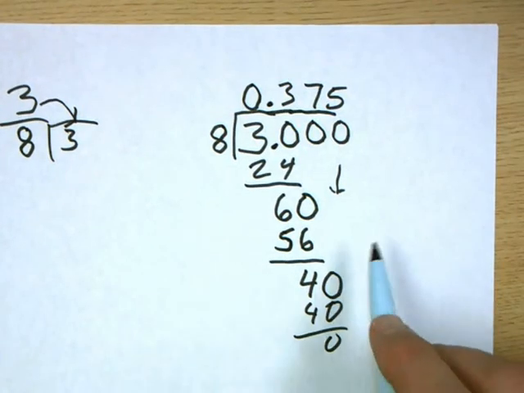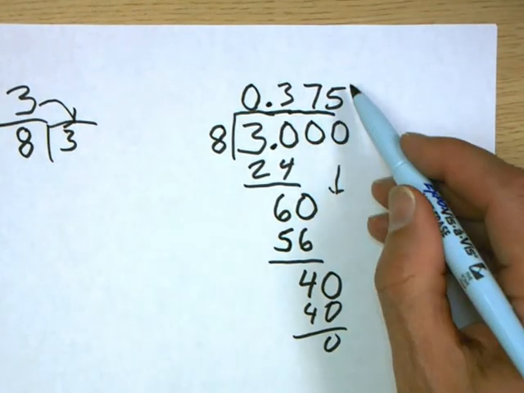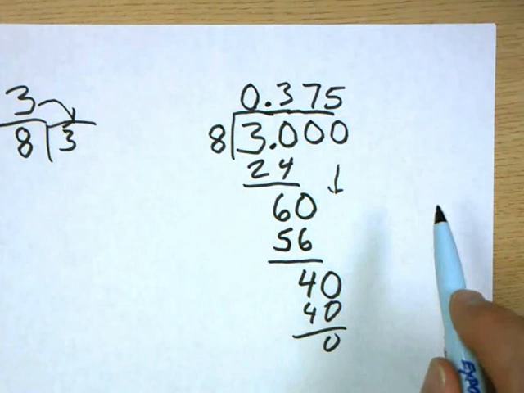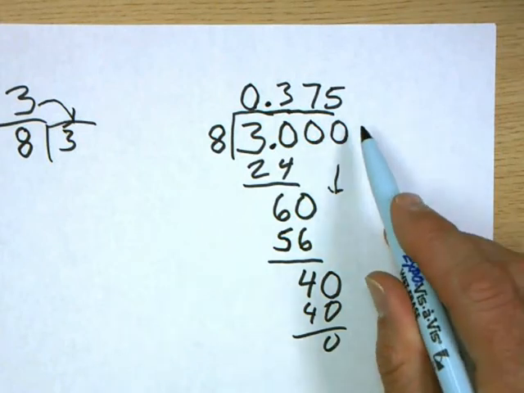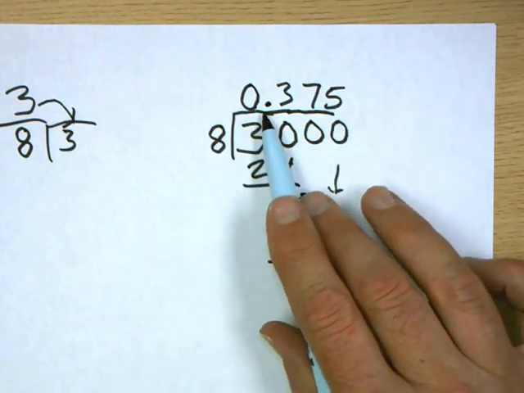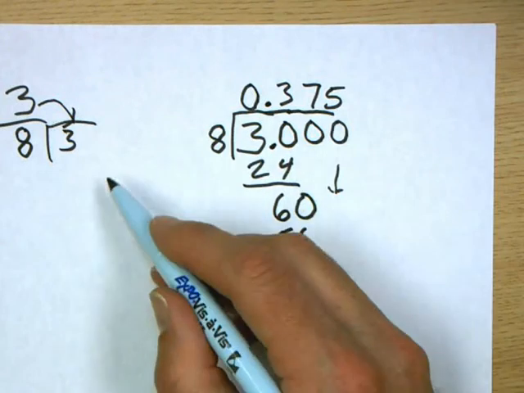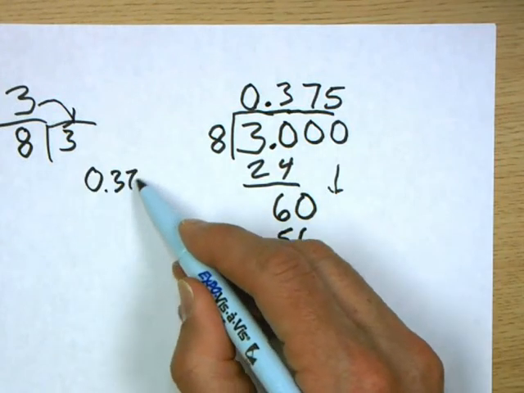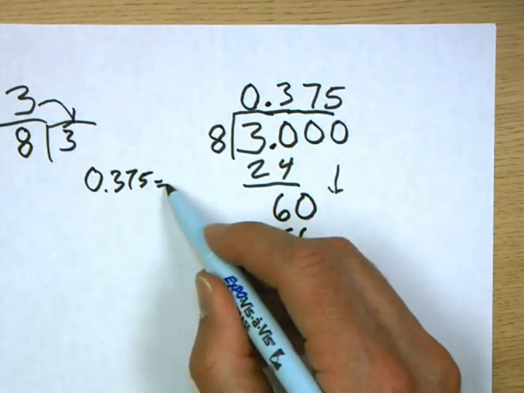In some cases, we've been getting repeating decimals, in which case we draw a line over to indicate which number is repeating, or ellipses here. So the answer is 375 thousandths. 0 and 375 thousandths is equal to 3/8.